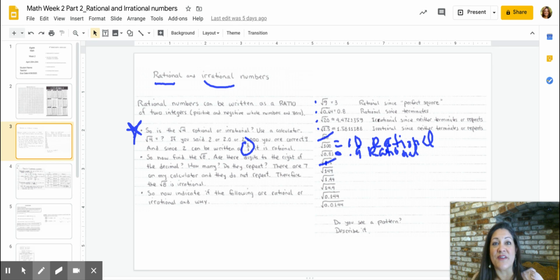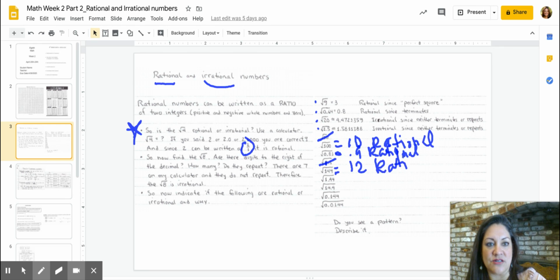Next one, square root of 144, perfect square. Square root of 144 is 12. So yes, it is rational. Next one, square root of 1.44, that equals, look at this, 1.2. So yes, that one is rational as well.